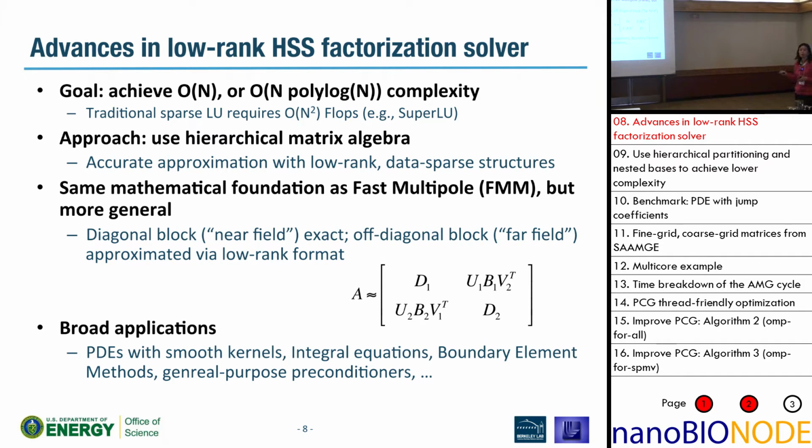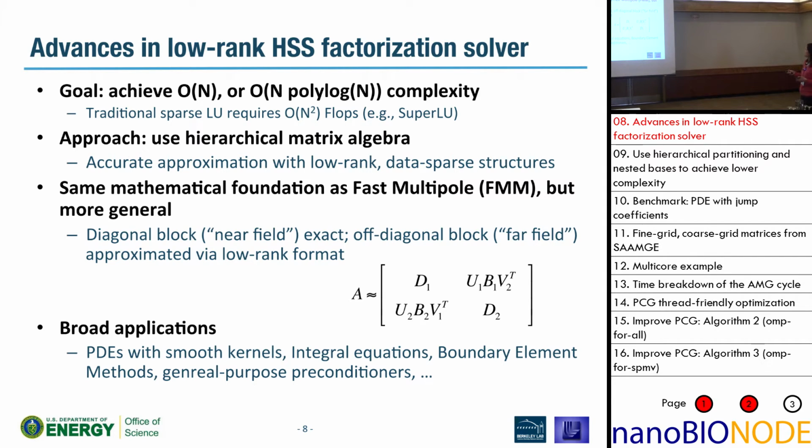What we are doing right now is to use a more sophisticated approximate factorization algorithm to replace the simple PCG. This algorithm is a low-rank hierarchical semi-separable sparse matrix factorization. The goal of this low-rank factorization is to lower the arithmetic complexity. Traditional LU factorization, like SuperLU, for many PDE problems is order of n squared. Now we can cut it down to order of n or order of n polylog n. So that's an improvement for arithmetic.